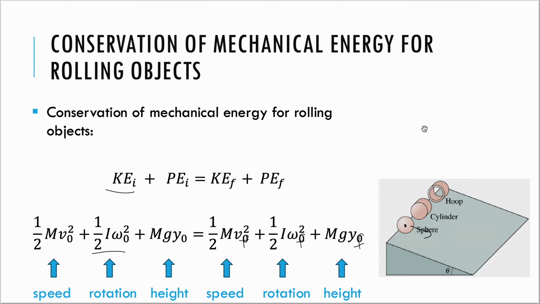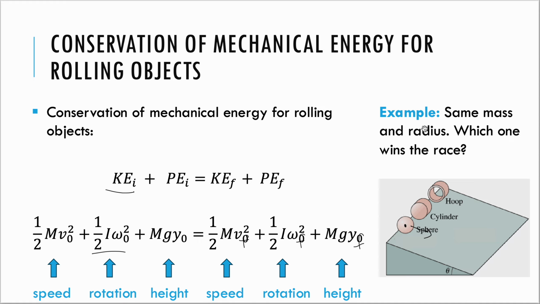So let's take a look at an example. All of these three shapes have the same mass and the same radius. Which one wins the race? We learned that the object with the smaller moment of inertia is going to be easier to rotate. So this gives us an idea that the sphere is going to win the race because it does have the smallest moment of inertia, which was 2/5 mr squared.